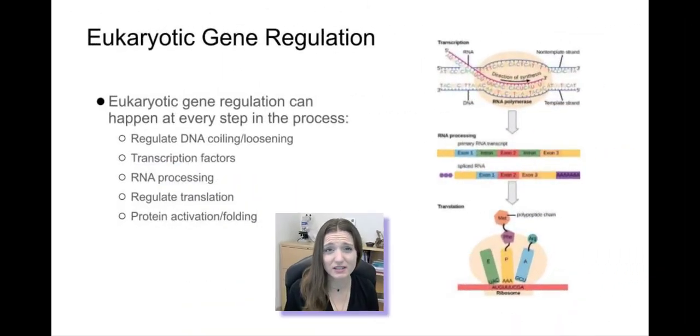Gene expression in eukaryotes is a lot more complicated. There's a lot more going on in eukaryotes. We have a lot more DNA, we have a lot more genes in general than prokaryotes. So we can regulate gene expression at many steps along the process of DNA to RNA to translation. There's many different layers to regulating gene expression in eukaryotes.